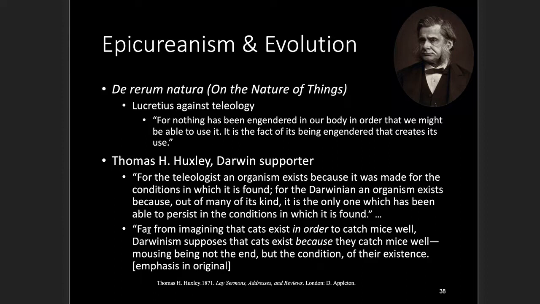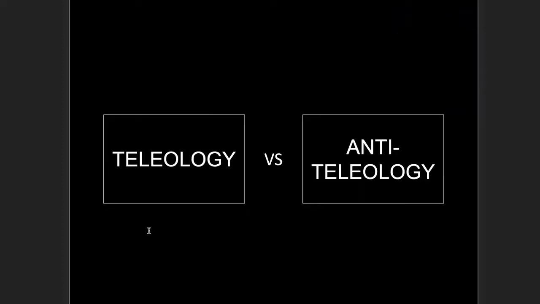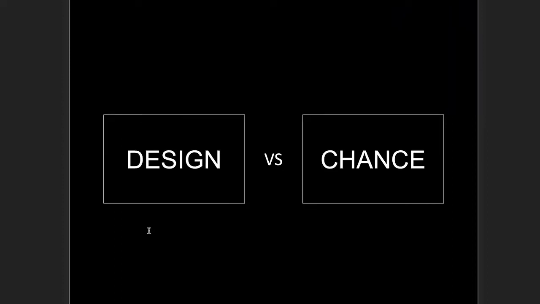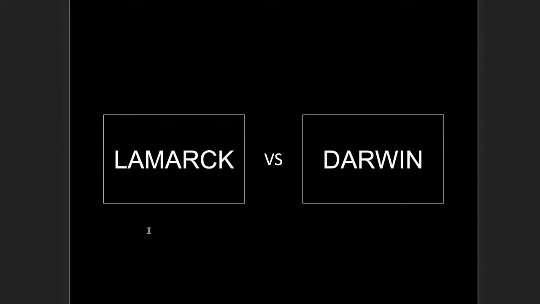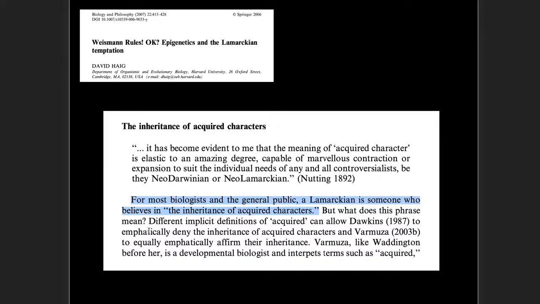I really like the way Huxley so succinctly summarized this teleology versus anti-teleology. And that's what we have here: teleology versus anti-teleology, or design versus chance, or the inheritance of acquired characters versus chance and natural selection, or Lamarck versus Darwin. And here's a paper that explains that this is what Lamarck is remembered for. For most biologists and the general public, a Lamarckian is someone who believes in, quote, the inheritance of acquired characters.